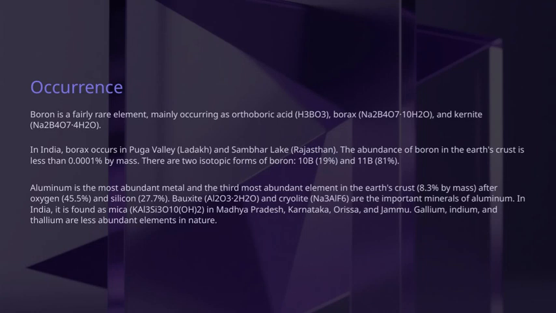Aluminum is actually the most abundant metal on Earth and ranks as the 3rd most common element in the Earth's crust. It makes up about 8.3% of the crust's mass, coming after oxygen, which is around 45.5%, and silicon at approximately 27.7%. The key minerals we find aluminum in are bauxite, which has the chemical formula Al2O3·2H2O, and cryolite, Na3AlF6. In India, aluminum can be found in the form of mica, with the formula KAl3Si3O10(OH)2, especially in regions like Madhya Pradesh, Karnataka, Orissa, and Jammu.